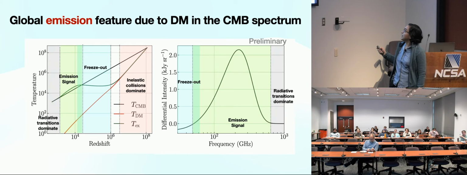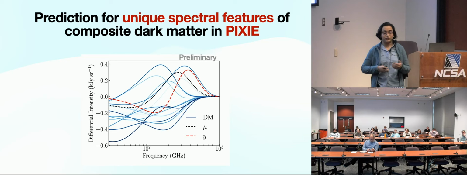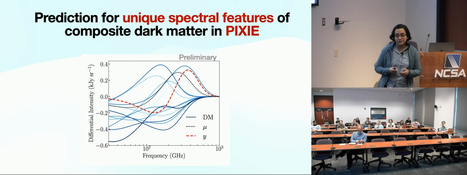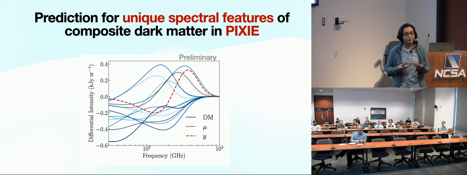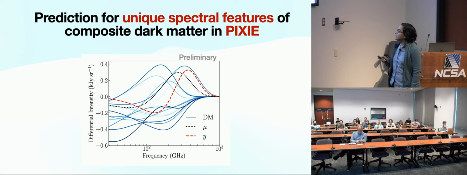So now when we do a scan over different parameter space, for different collision rates, different radiative transition rates, for different masses, we find that there can be very unique signals that can be imprinted by dark matter in the CMB spectrum, which would be sensitive to PIXIE. So here is a plot showing, in blue, all the different signals that dark matter can imprint in the CMB spectrum. The red and the black signals show the mu and y distortions. These are something that we expect from standard cosmology. And these signals would be sensitive to PIXIE. If dark matter imprints signals which have distinct shapes, then we could even separate these signals and try to know about what dark matter could be.